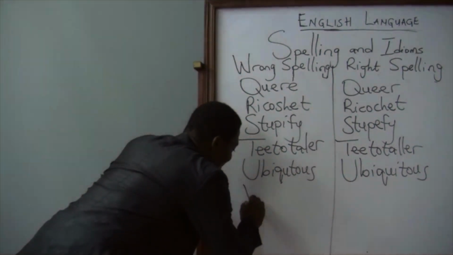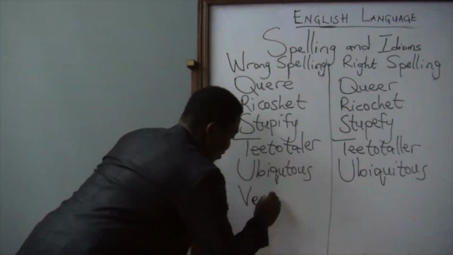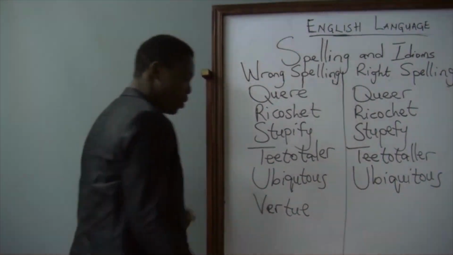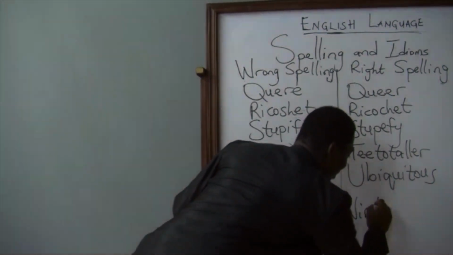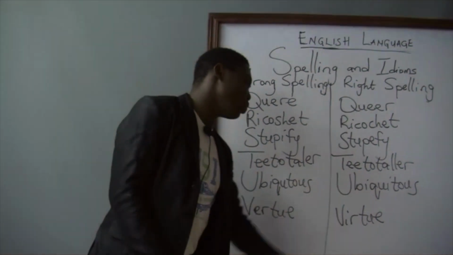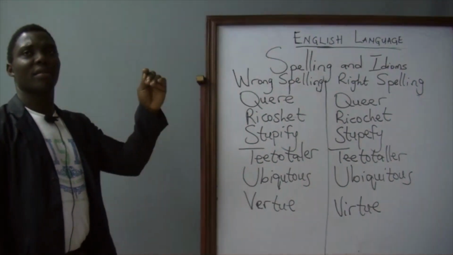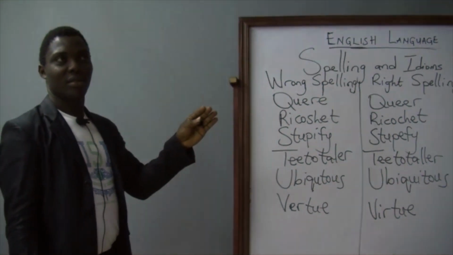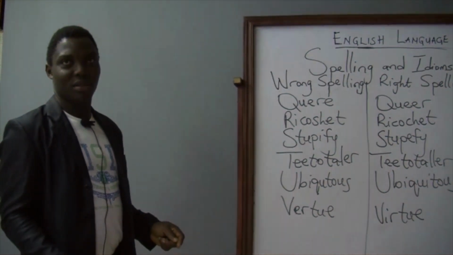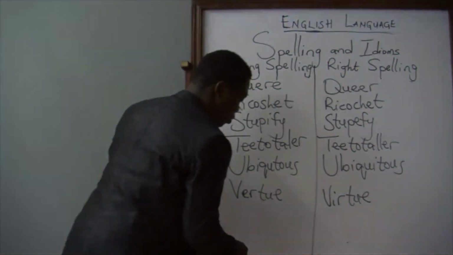Another word is virtue. Virtue. This is the wrong way of spelling the word, but this is the right way of spelling it. Now, virtue has to do with a kind of honor, a courage, a kind of piety, a kind of holiness around someone. Well, a good behavior on the part of an individual.